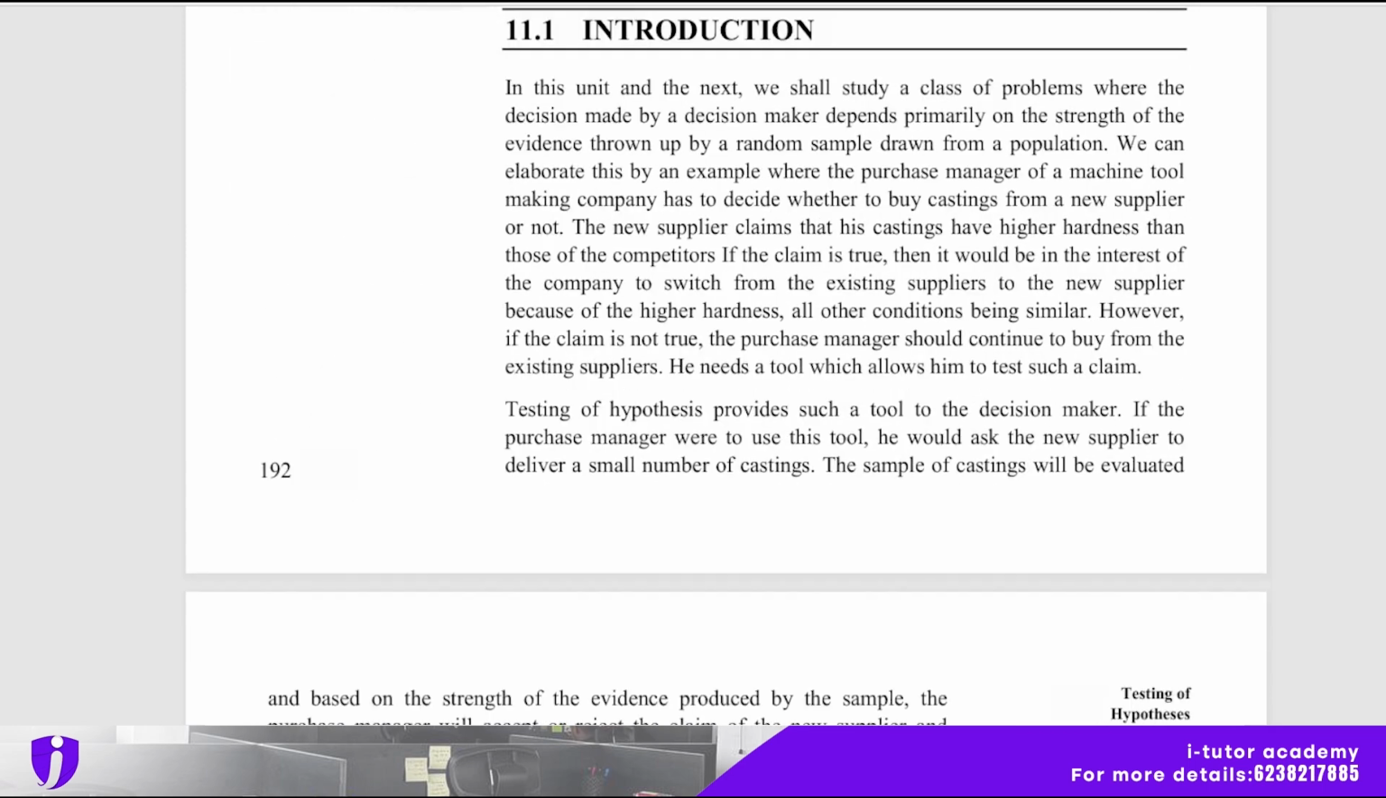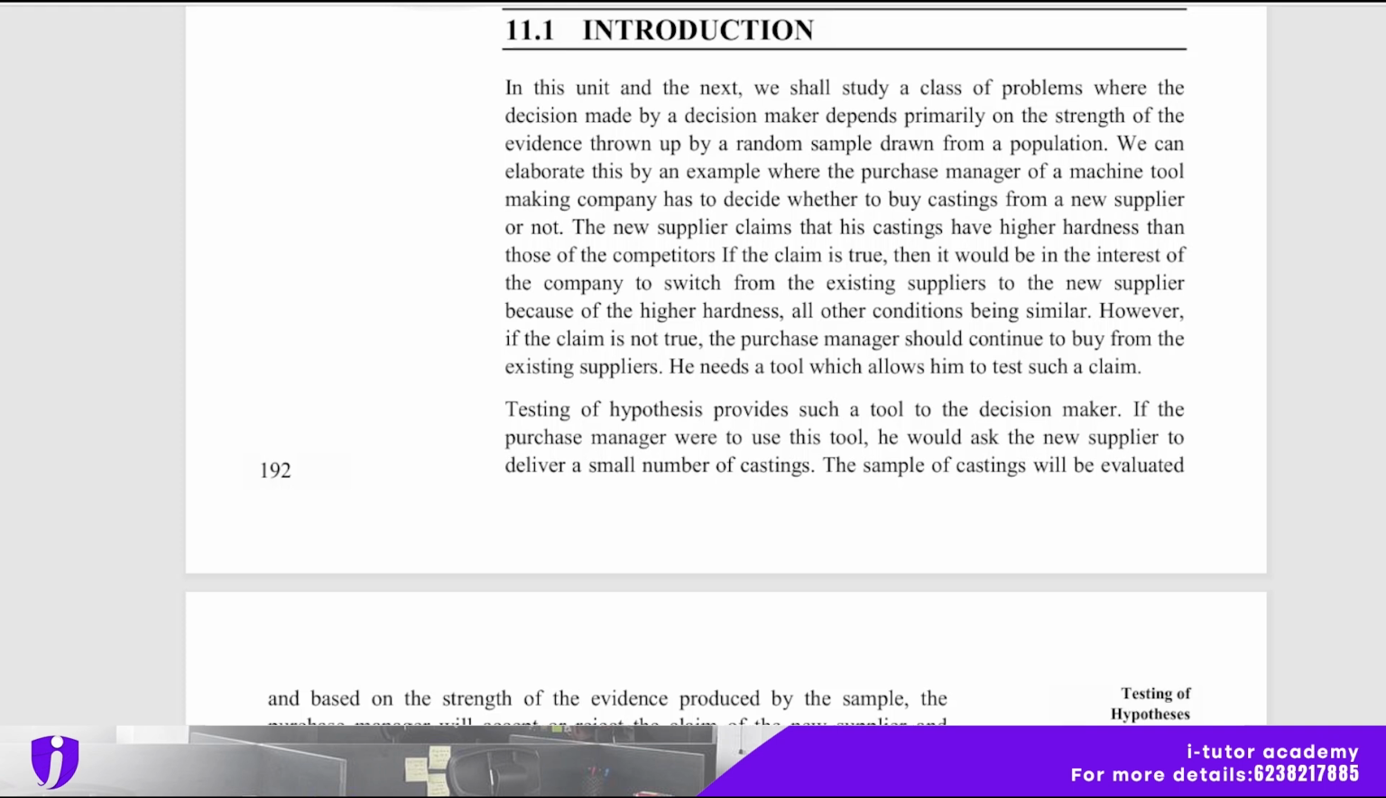And the introduction. In this unit, we shall study a class of problems where the decision made by the decision maker depends primarily on the strength of the evidence thrown up by the random sample drawn from a population. We can elaborate this by an example where the purchase manager of a machine tool making company has to decide whether to buy casting from a new supplier or not.